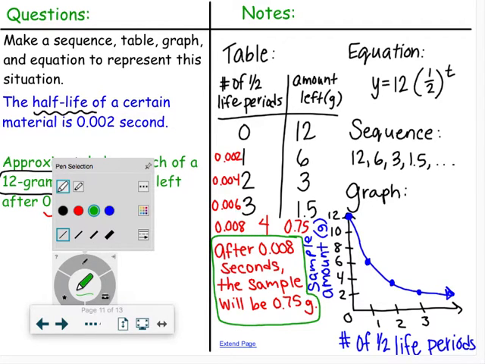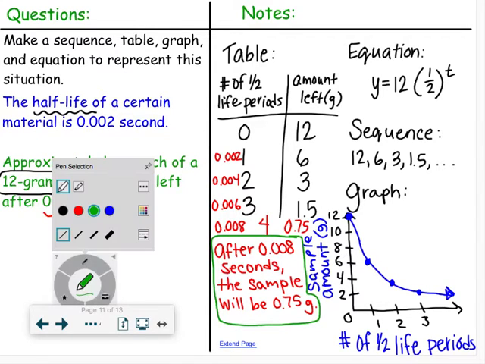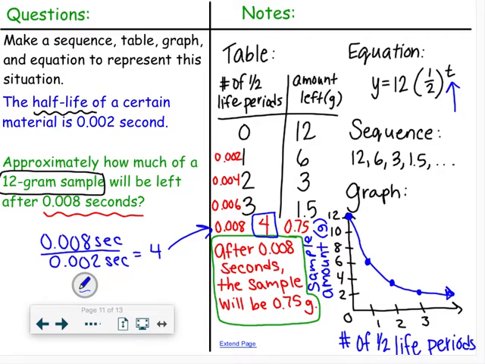So answering this question, here's my answer to the question right here. I did not use my equation. If I had wanted to use my equation, this is what I would have had to think about. This many seconds divided by how many seconds are in each half-life period, that would tell me how many half-life periods. 8 divided by 2 is 4, so that's why I just needed to go until I had 4 half-life periods. So you would be plugging in 4 for your exponent in your equation if you wanted to use the equation instead of the table to answer your question.